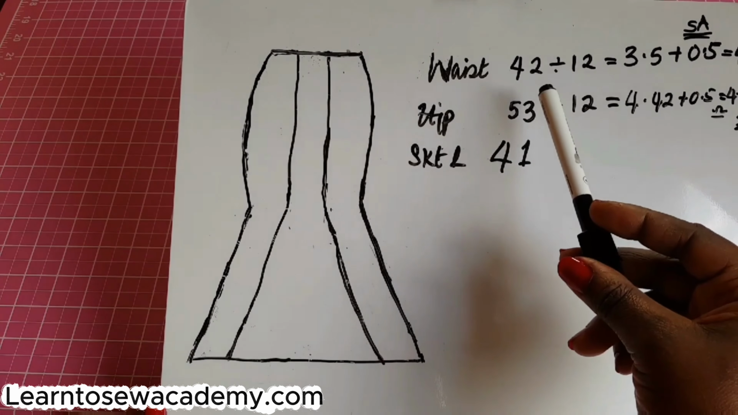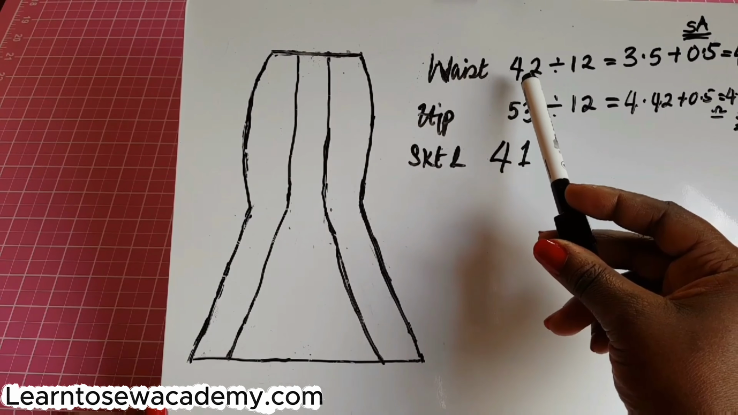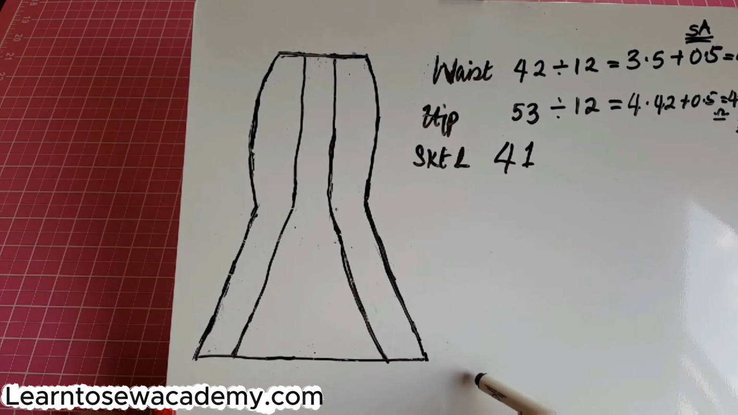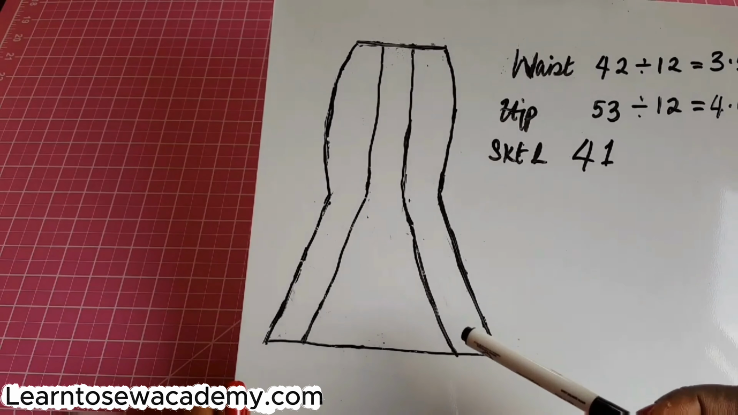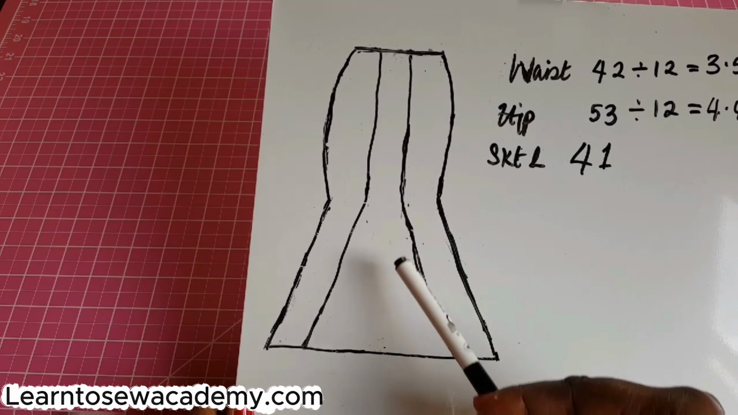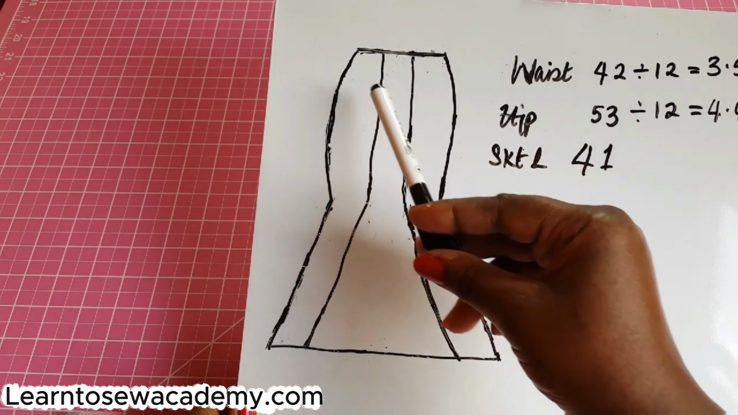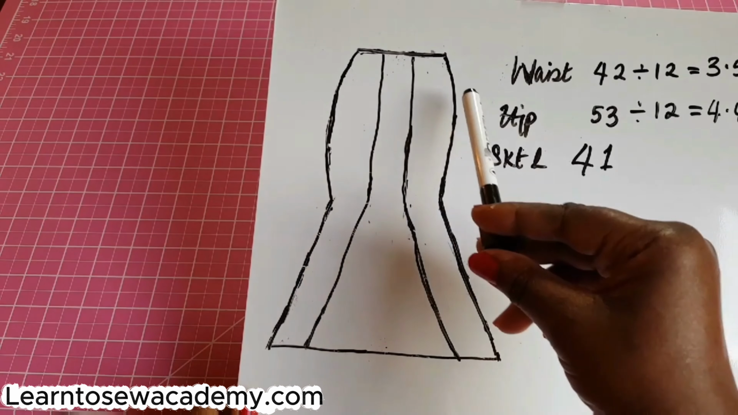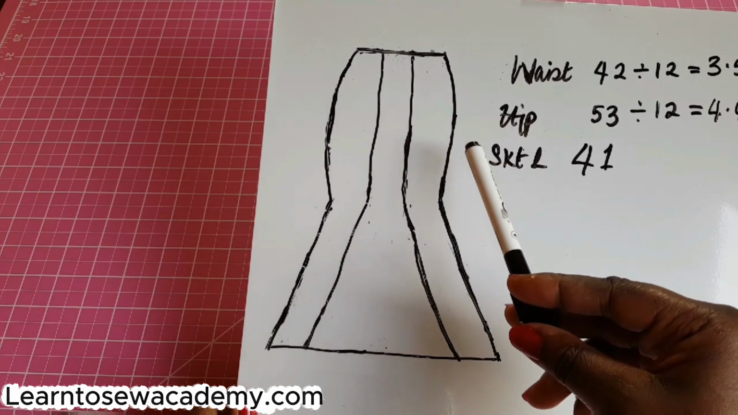Now, we are going to divide both of our waist and our hip by 12. Why are we dividing by 12? This is because when we measured our waist, we took a circumference. We went around the waist to get the waist measurement. And then the hip, we went round to get the hip measurement.